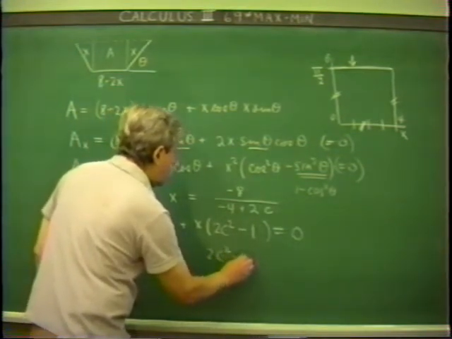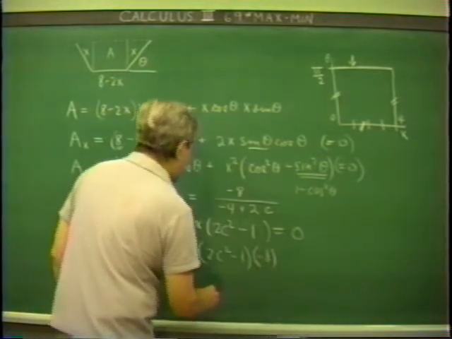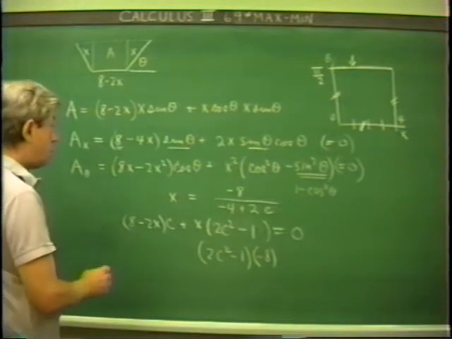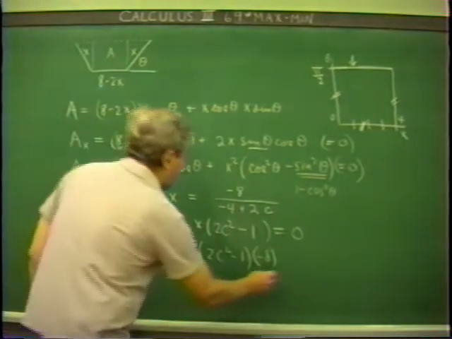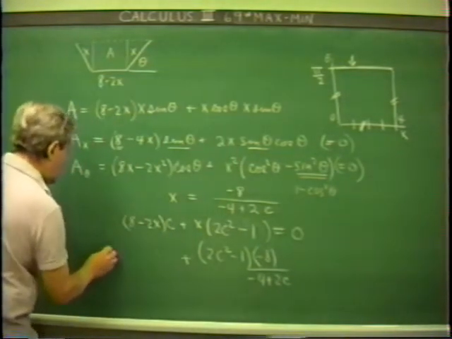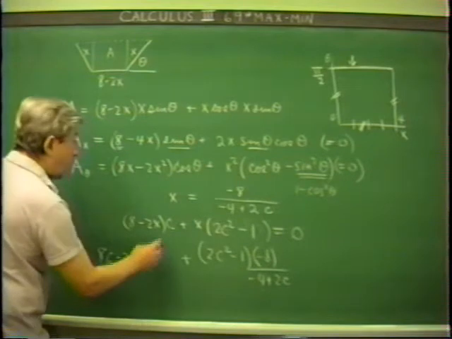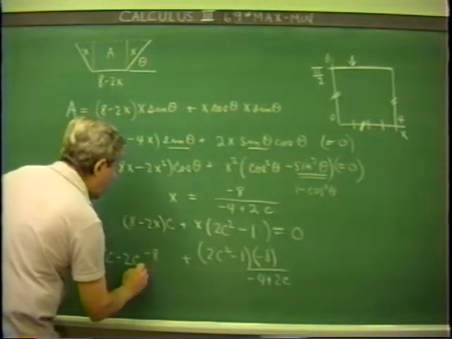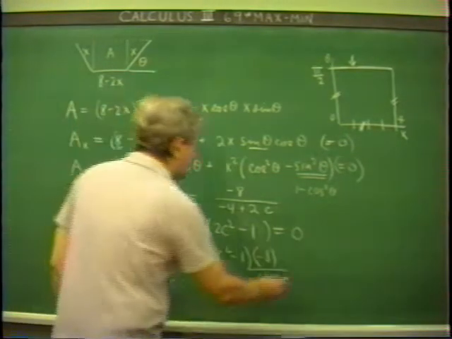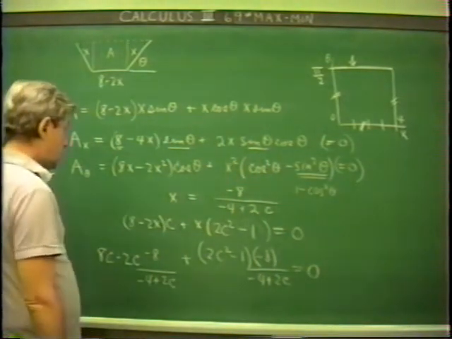Let's now replace x with the expression from the first equation, so that we get 2c squared minus 1 times minus 8 over minus 4 plus 2c, plus here we've got 8c minus 2cx, and x is going to be minus 8 over minus 4 plus 2c. This is going to be equal to 0.